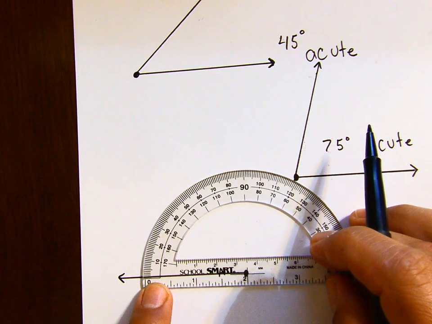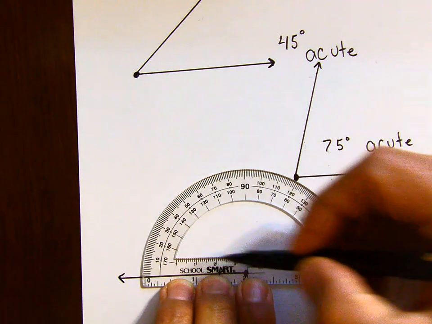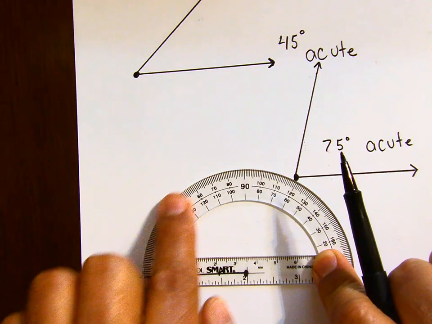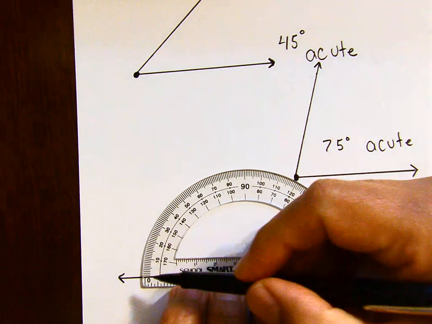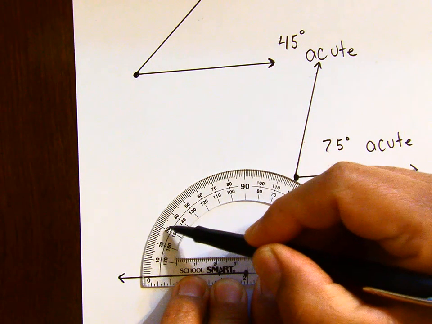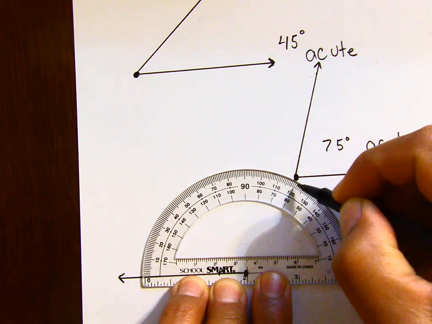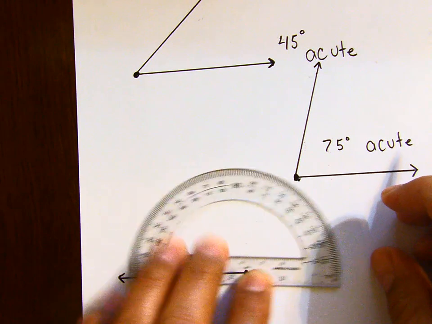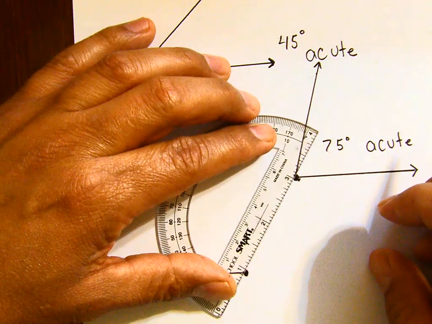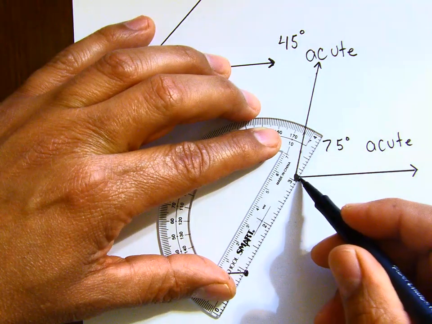And the ray itself has to be on that 0 line. So now this time it's pointing to the left. That means I'm going to use my outer scale. So I want this to be 120 degrees. So it's 0, 10, 20, 30, 40, 50, 60, 70, 80, 90, 100, 110, 120. So I make a point right here where it's 120. And again, all I have to do is connect this endpoint to that mark that I made.